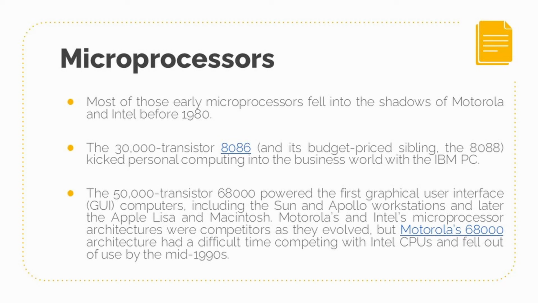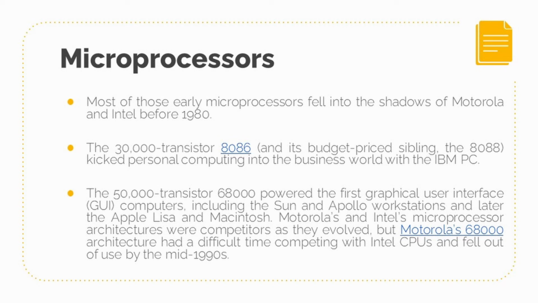The IBM PC, powered by the 8088 variant of the 8086, propelled personal computing into the business world, setting the stage for the widespread adoption of desktop computers. Meanwhile, the Motorola 68000 series of microprocessors also made significant contributions to computing technology. The 68000, with its powerful instruction set and versatile architecture, powered a range of graphical user interface (GUI) computers, including workstations from Sun Microsystems and Apollo Computer, as well as the Apple Lisa and Macintosh.